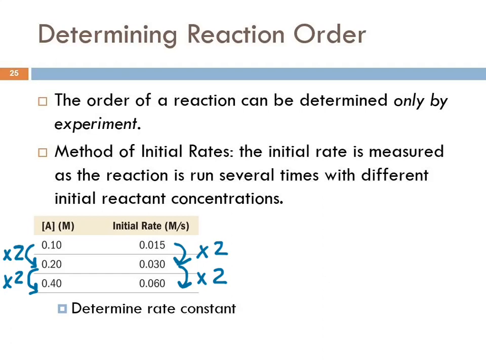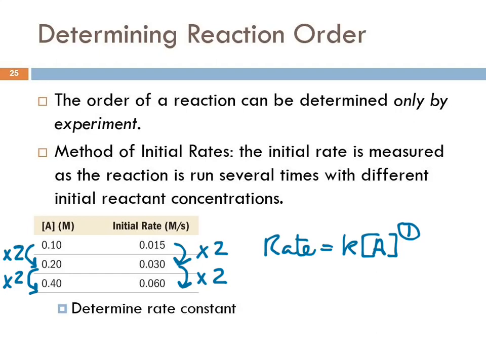So we double the concentration, we double the rate. That means the rate is directly proportional to the concentration. So the rate equals some constant times the concentration. What's the exponent up there? It's 1. Because we double one, we double the other. Okay?